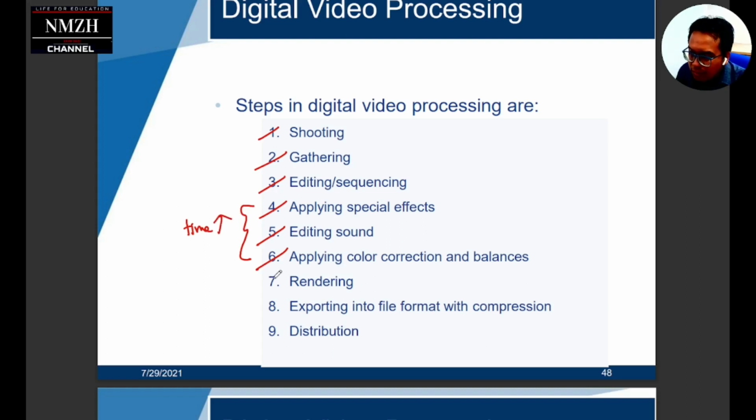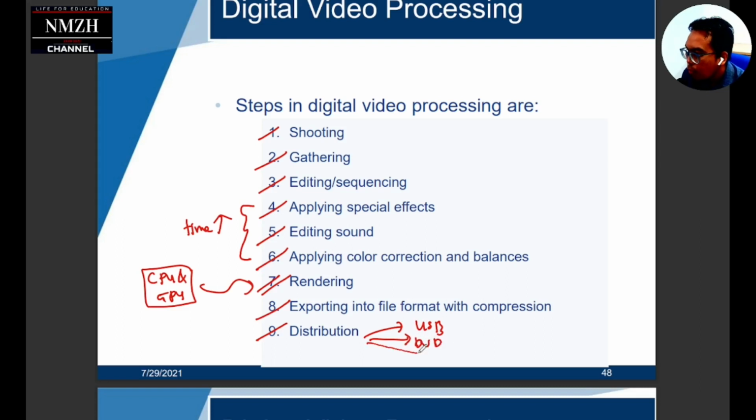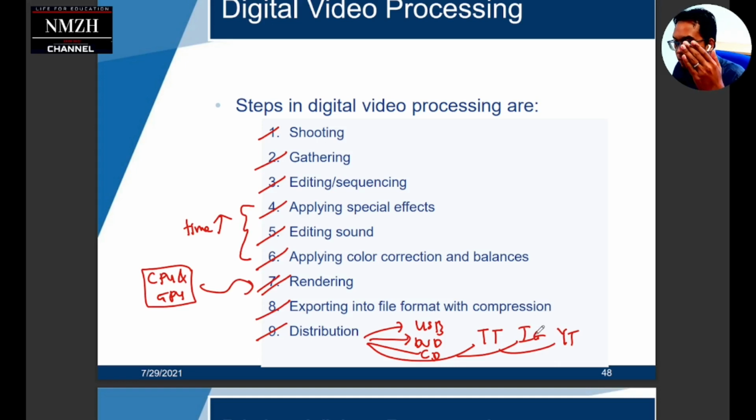Okay, so then the rendering, it's slightly, how to say, it's okay, but it depends on how good your CPU and GPU are. Whereby if you have a good CPU for your PC processor, that would be fine, and plus if you have a good GPU, it might accelerate your video processing in terms of graphics. Import into a file format with compression. So it is okay, I think, not very time consuming. Distribution is either you use a USB thumb drive or DVD or CD, or you might want to distribute via this platform, or this platform, right? So we will talk about all the 9 steps in detail, right?